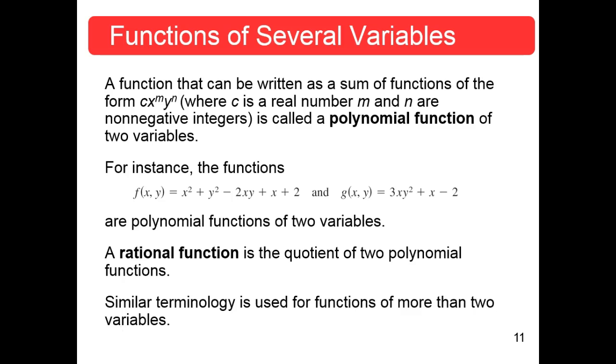Okay, these are polynomial functions of two variables. A rational function is a quotient of two polynomial functions that could have more than one variable. Okay, similar terminology is used for function of more than two variables. Notice they don't just limit it to 3 now. You could have bunches of them. Just don't ask me to draw any at all. I have trouble even describing them.